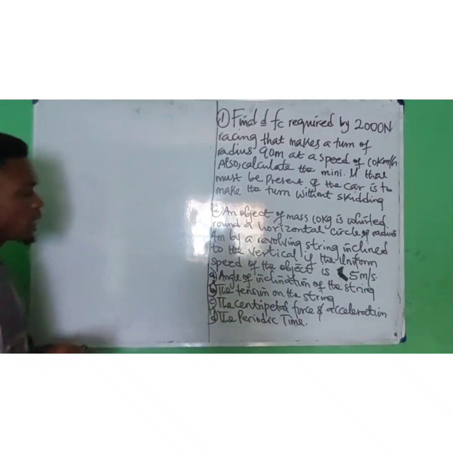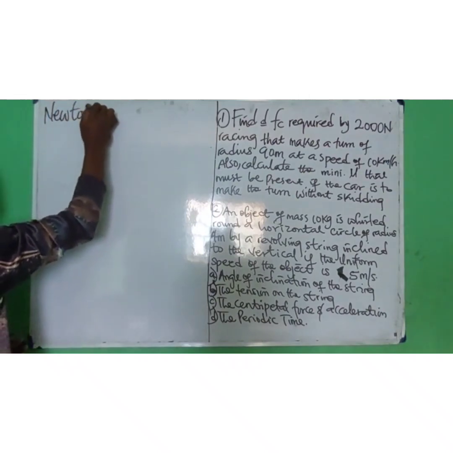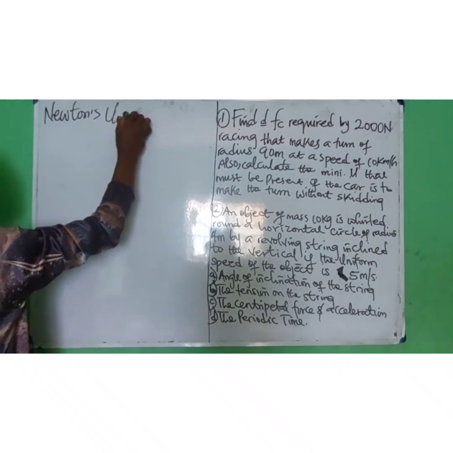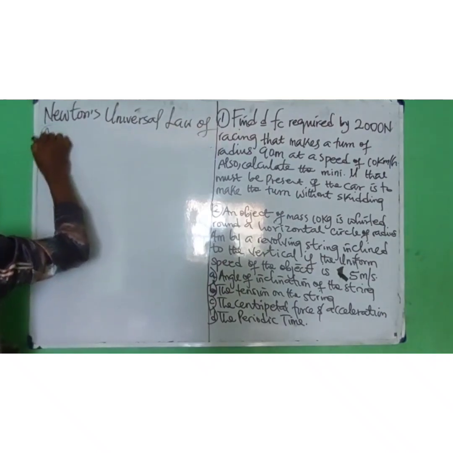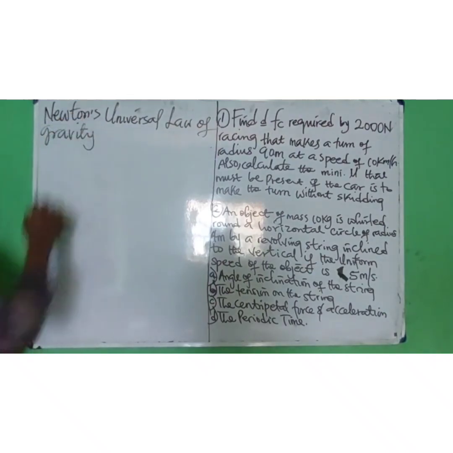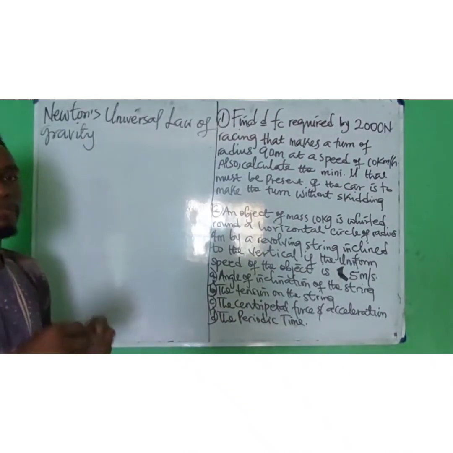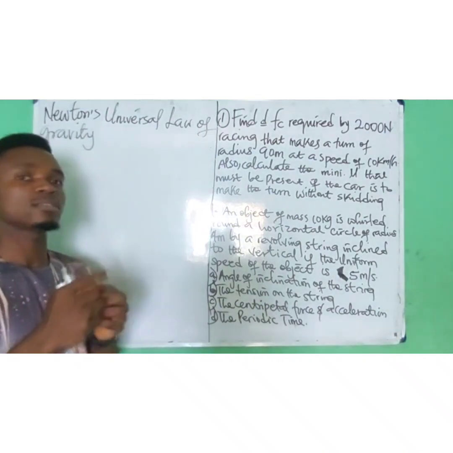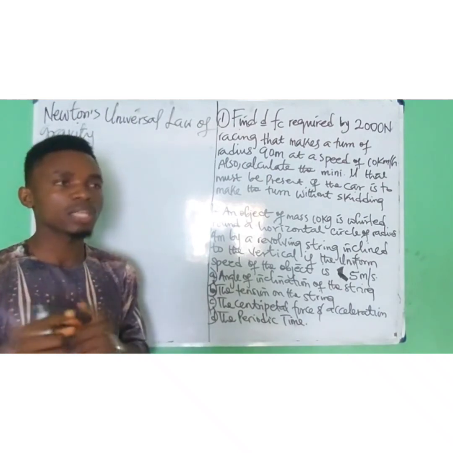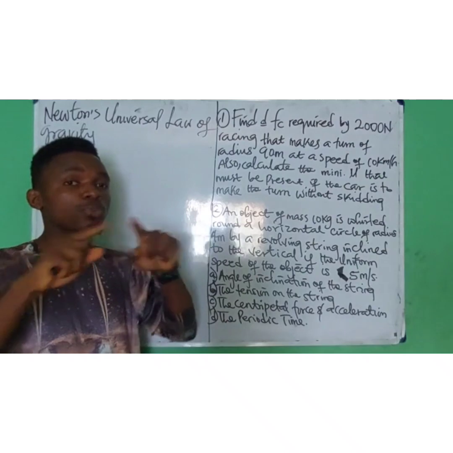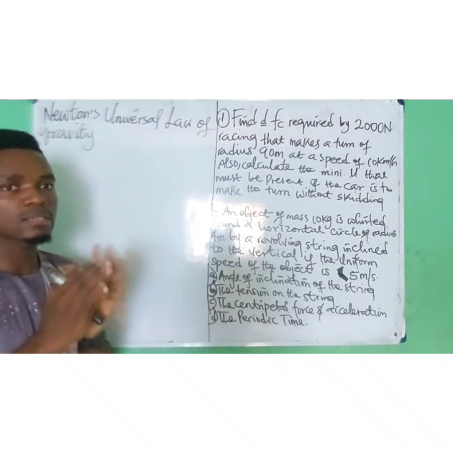Now we'll start with Newton's universal law of gravity. Of course, this law is not new to us. This law states that the force of attraction or repulsion between two masses, m1 and m2, is directly proportional to the product of the masses, and inversely proportional to the square of the distance that separates these two masses apart.